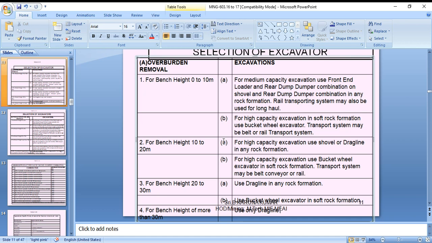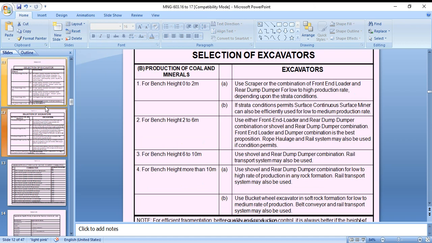Now I am coming to the next selection. This is for medium. So the next excavator selection is for production coal benches. For 0 to 2 meters, use the scraper or a combination of a front end loader and a rear dumper for a low to high production rate, depending upon the strata conditions. If the strata permits, a continuous surface miner can also be efficiently used for low to medium production rates.